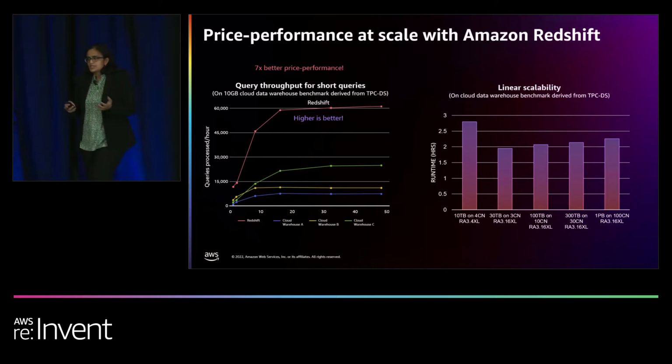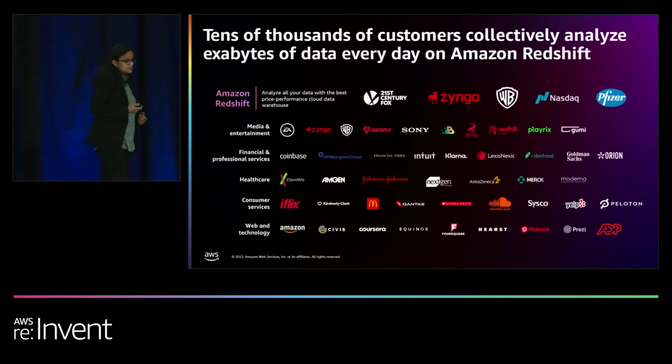So it's a very small latency queries, but very high concurrency. So throughput matters here. In these kind of workloads, Redshift offers up to 7x better price performance than the alternative systems. And as you can see on the right side of the graph here, Redshift can allow you to go from gigabytes to terabytes to petabytes of data and scales linearly and maintains the price performance. Tens of thousands of customers use Redshift every day, collectively processing exabytes of data.